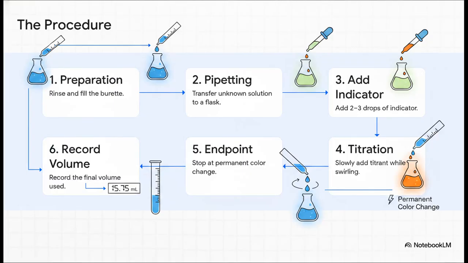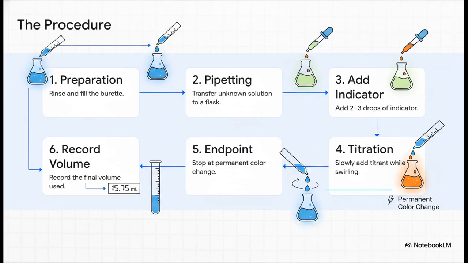Okay, the actual procedure is like a little 6-step dance. Step 1, prep your burette. Make sure it's clean and, critically, that there are no air bubbles hiding in the tip. 2, use your pipette to put an exact amount of the unknown into your flask. 3, add just a few drops of your indicator. 4, start the titration. Add the solution from the burette while constantly swirling the flask to mix it.